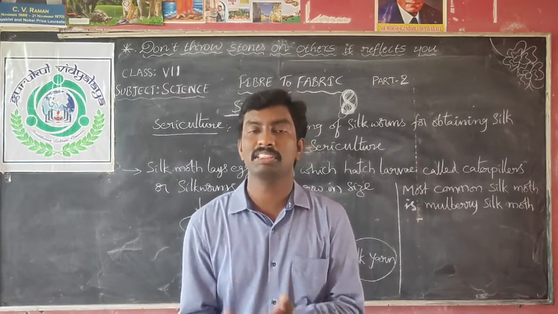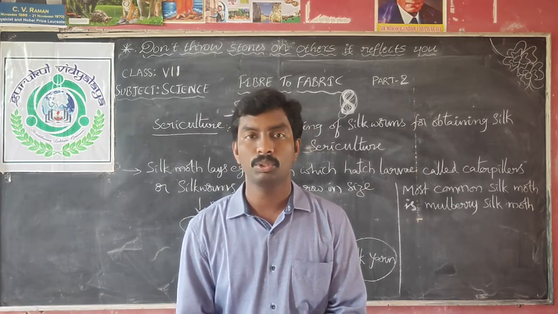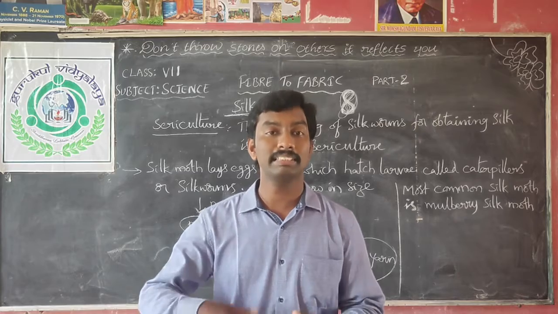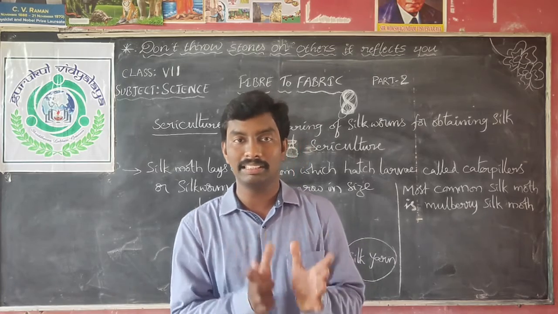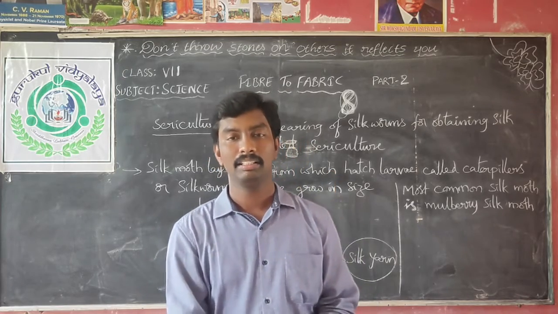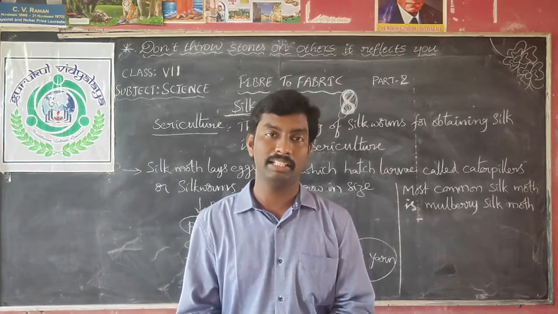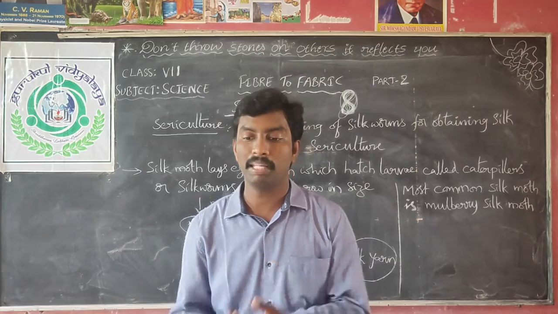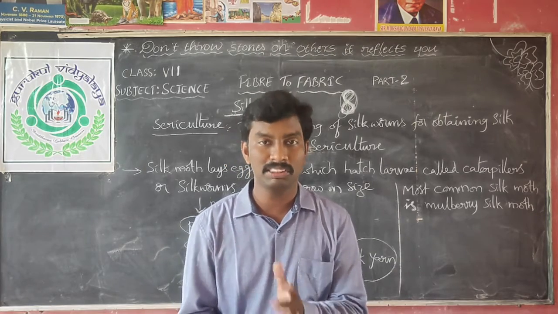So how is the artificial silk obtained? We call the artificial silk a synthetic silk also. We call it a synthetic fiber. That synthetic silk thread and the pure silk thread that is obtained from the mulberry silk moth, they both will be combined to get the artificial silk.